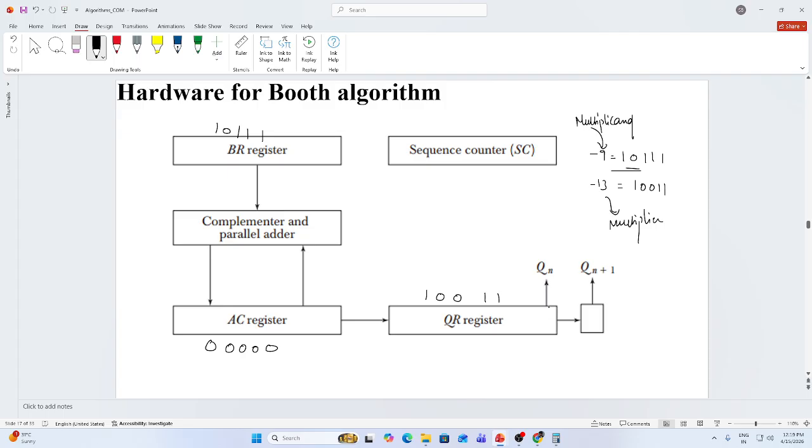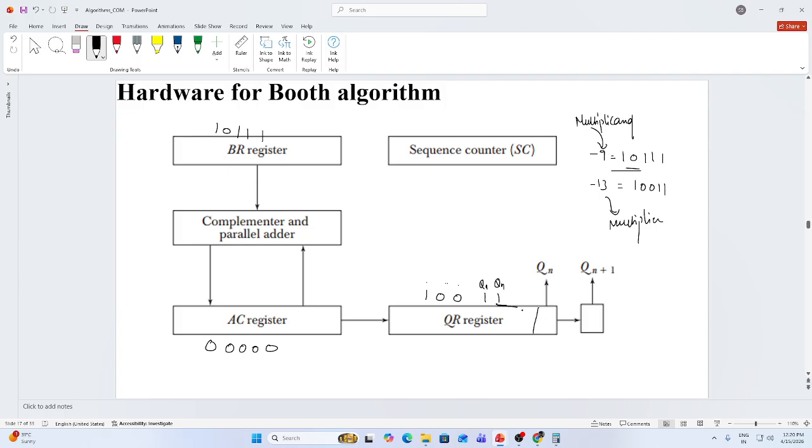Listen, the important thing is that I have one more extra bit called Qn plus 1. Previously I was monitoring only the LSB bit to take the decision. First I monitor this bit, which is the Qn initially; then in the second iteration the next bit becomes the Qn. In the third, fourth, fifth iterations, once I shift right, the next bit comes here like that.